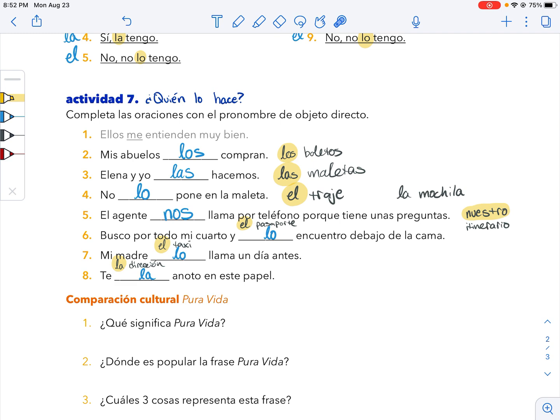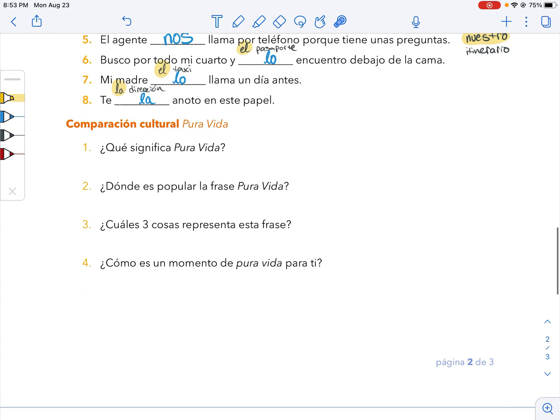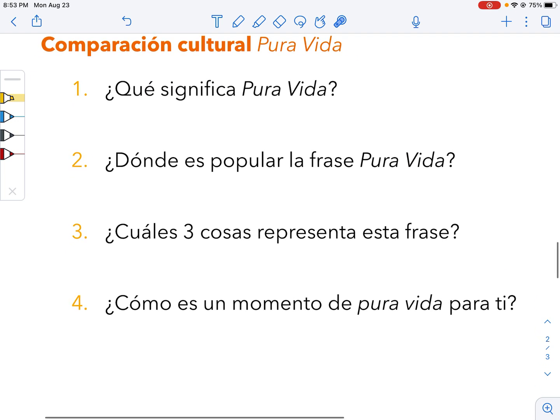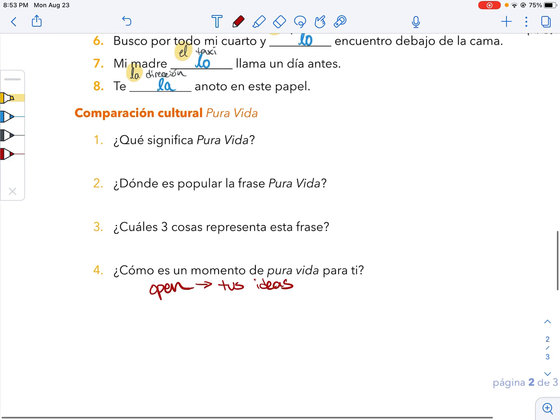Okay, now we're talking about comparación cultural, la pura vida. Read through the paragraph on page 42. The answers are straight in there. And this one, número 4, is very open-ended. So give me tus ideas. Give me your ideas. And I'll check it. I'll check for reading comprehension on these guys when you turn it in.